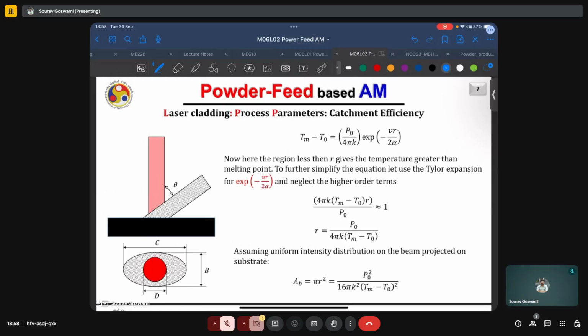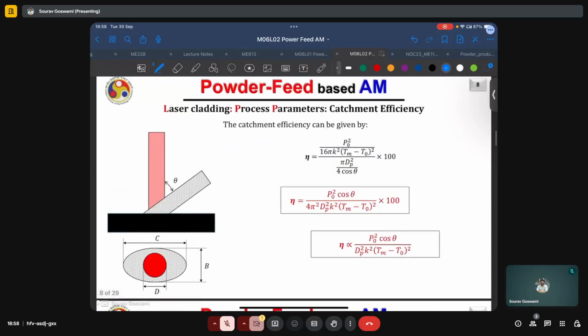And again, instead of a Gaussian distribution, if you were to assume a uniform intensity distribution on the beam projected on the surface, this will come to be P naught square by 16 pi k square Tm minus T naught square. And thus the catchment efficiency is obtained as eta equals P naught square cos theta by 4 pi square dp square k square Tm minus T naught square into 100.